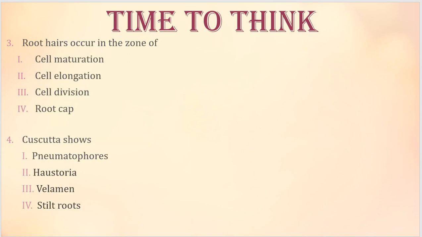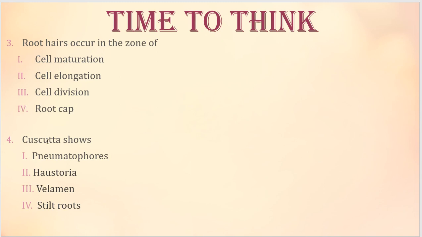In the next question, root hairs occur in the zone of. So now you need to think of the diagram. Root hairs are generally present in the region where the cells are highly matured, cells are highly differentiated. So that would be from the zone of maturation.